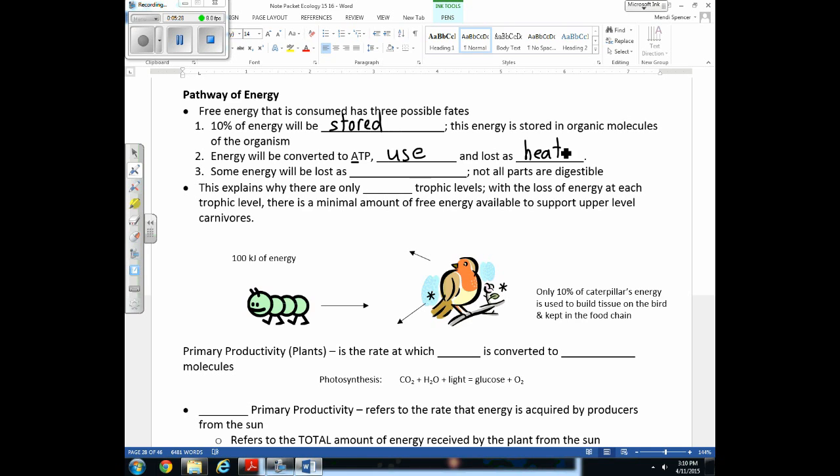Now, some of those molecules that you acquire in your food are not digestible, but they do have energy in them. So some energy is lost as waste.